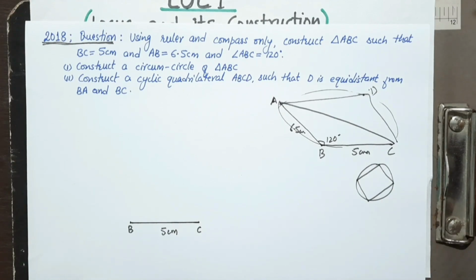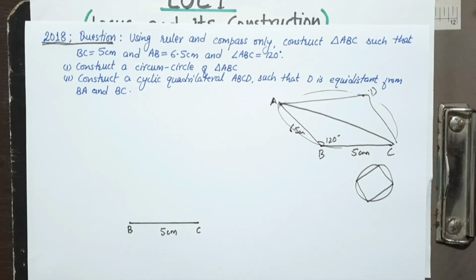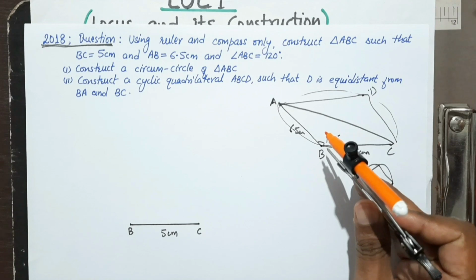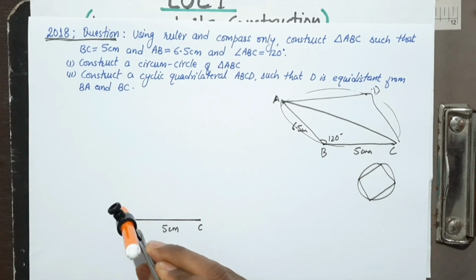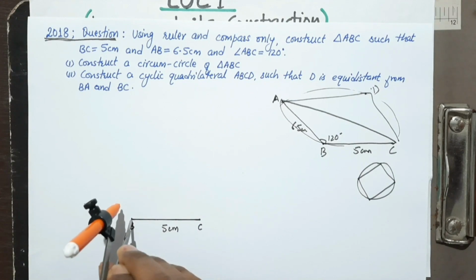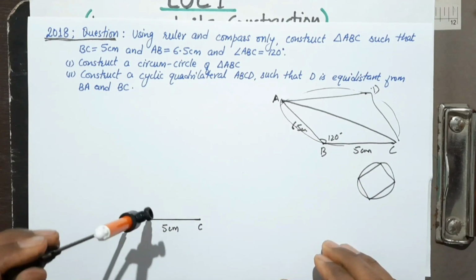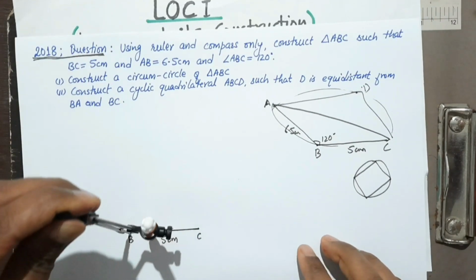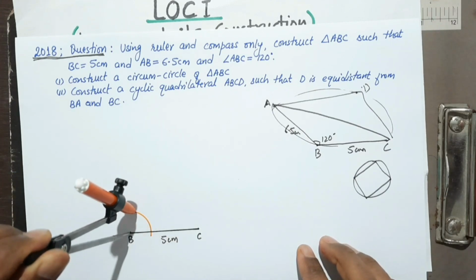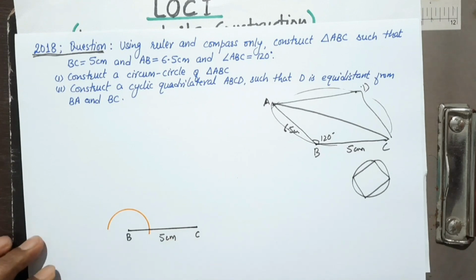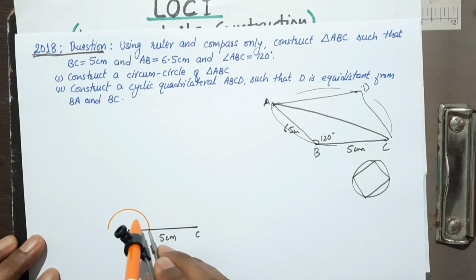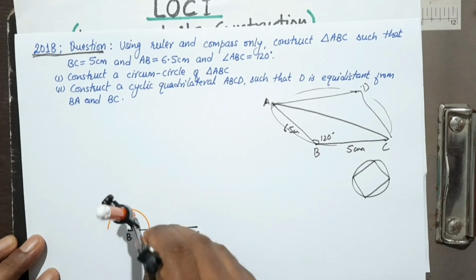Now we are going to make a 120 degree angle from B. To make a 120 degree angle from B, we will first put the compass at point B and draw a semicircle. So this is our semicircle. Now from here, first cut this arc.